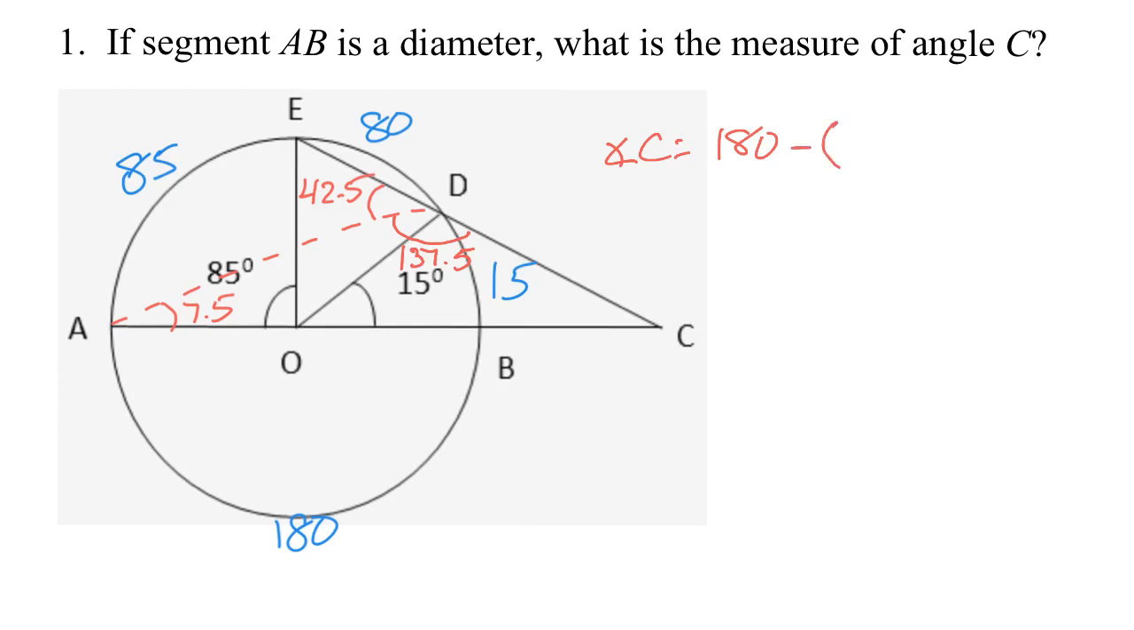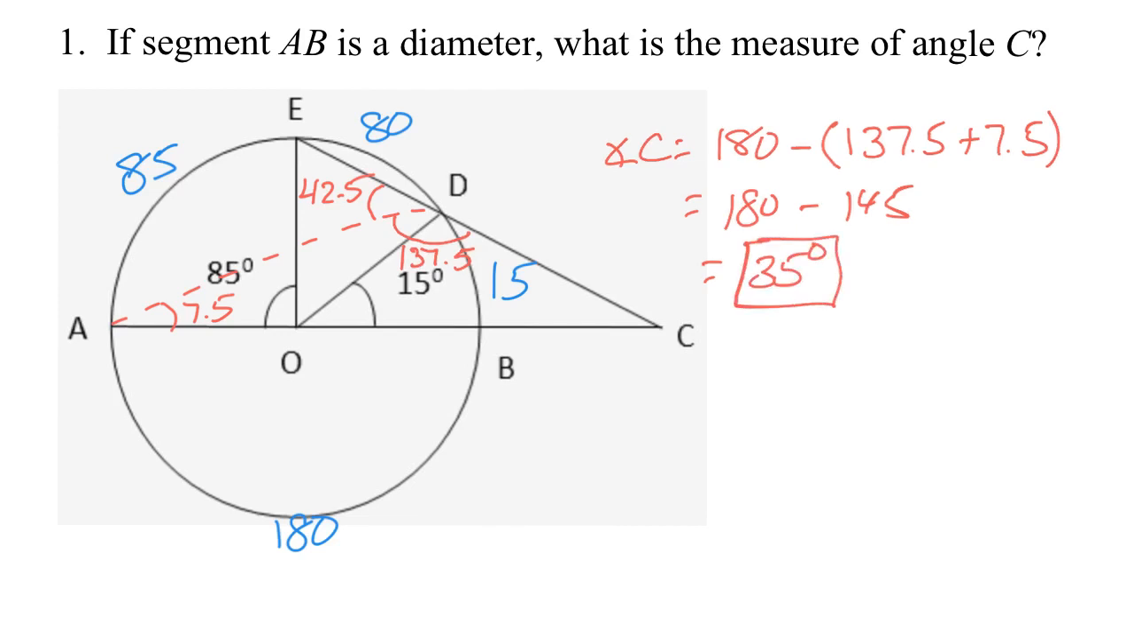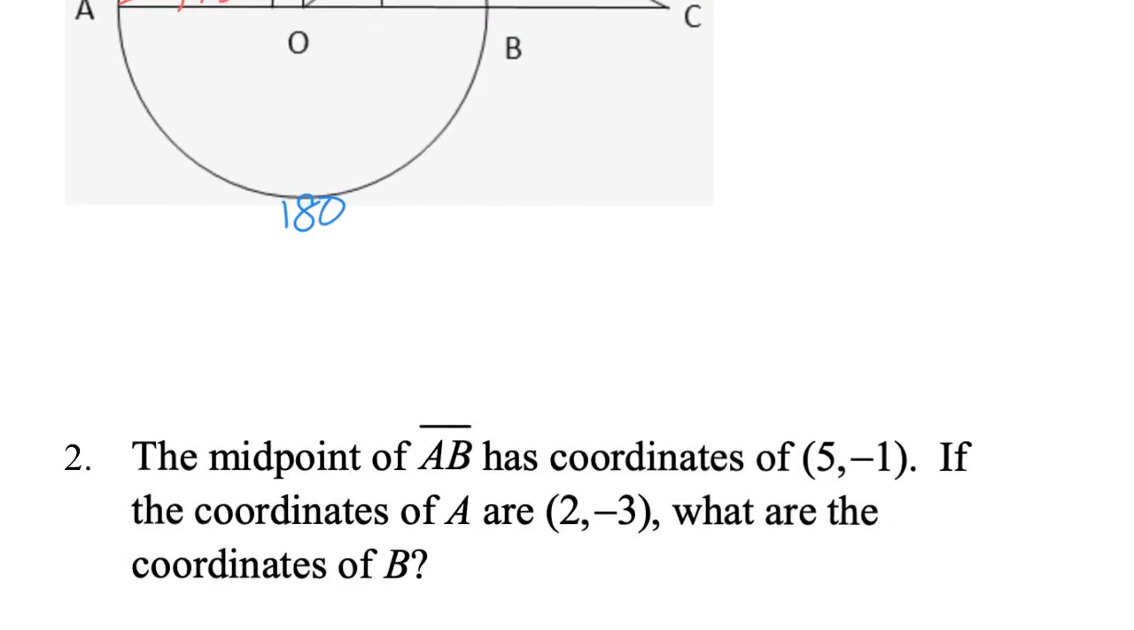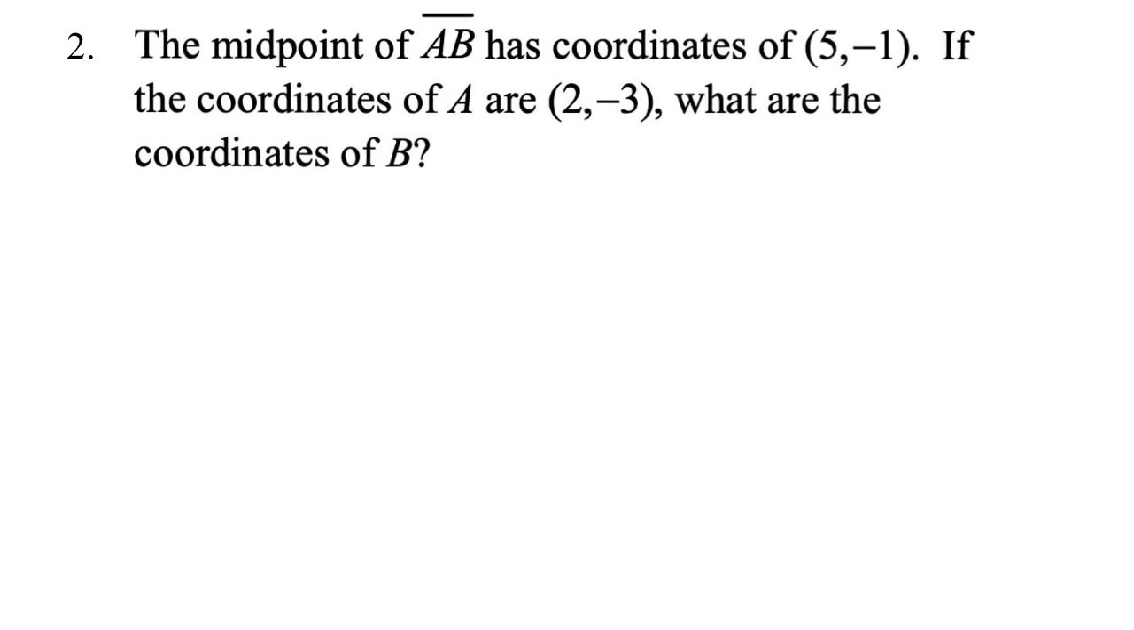Fantastic. Now all I have to do is angle C is equal to 180 degrees minus, and I add up both of the angles that I just found. So I have 137.5 plus 7.5, and when you add those two up, you get 145. And therefore, the measure of angle C is 35 degrees. Excellent. So that's the first one. Let's mosey on down to the second one.